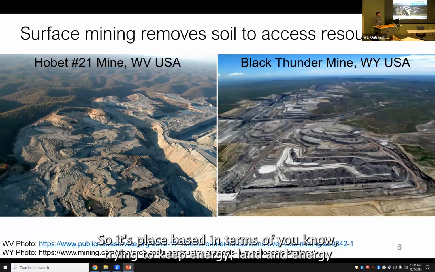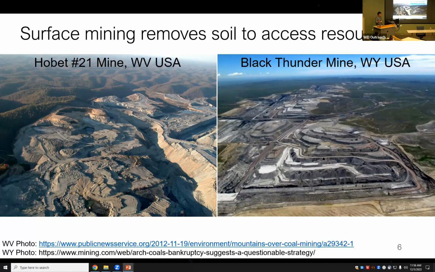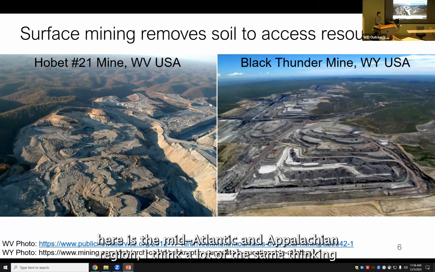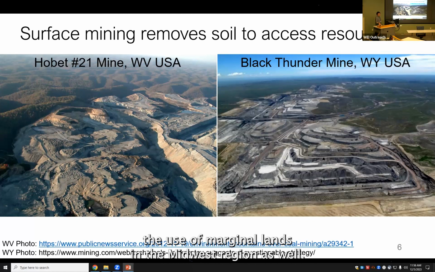Okay, so it's place-based in terms of trying to keep energy land in energy, and using these beneficial plant-soil microbe interactions to build more functional soil. And while the region that I'm going to focus on here is the Mid-Atlantic and Appalachian region, I think a lot of the same thinking and the same kind of project structure could work in terms of trying to maximize the use of marginal lands in the Midwest region as well.